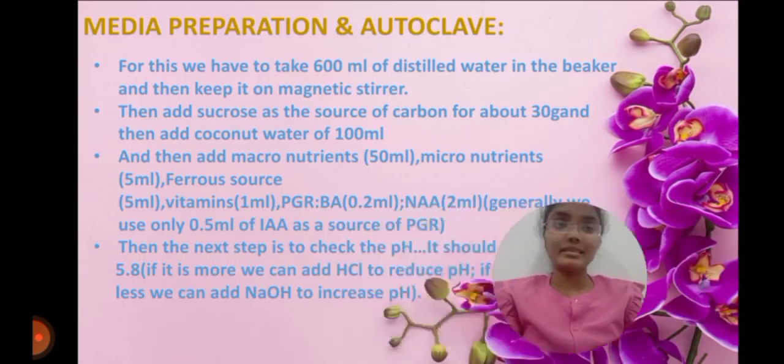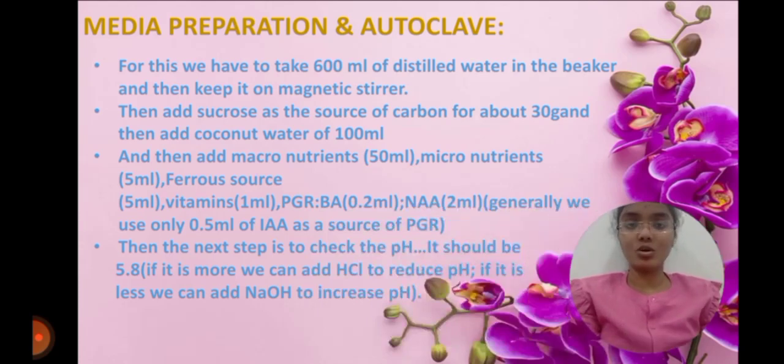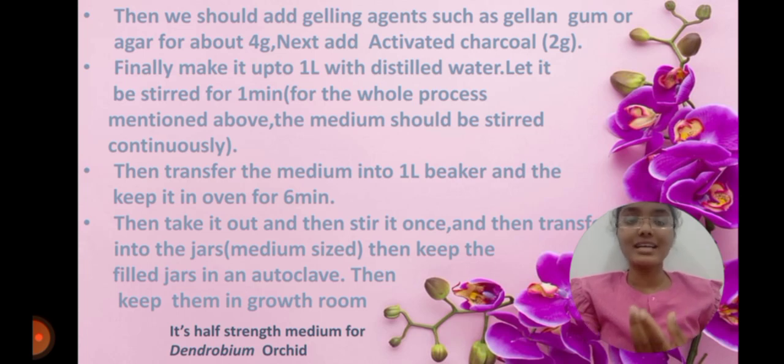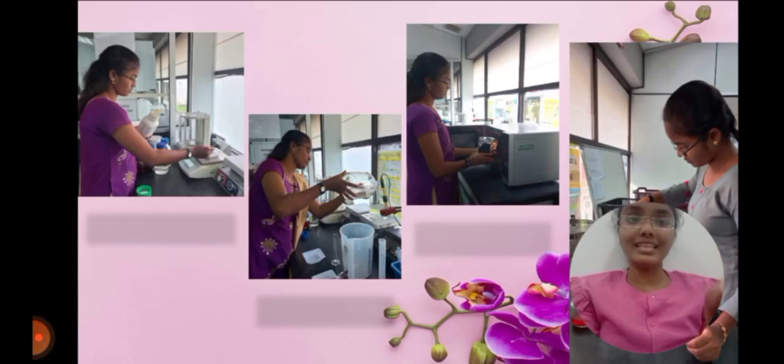And the next is media preparation and autoclave. This is the basic and the most important process in tissue culture. This is the basic medium where the explants ought to be grown. So I have prepared Murashige and Skoog media for the Dendrobium species, and this is the process of media preparation. After preparing the media, we have to keep it in the autoclave for 2 hours so that all the contamination is killed. And these are the pics of my media preparation.